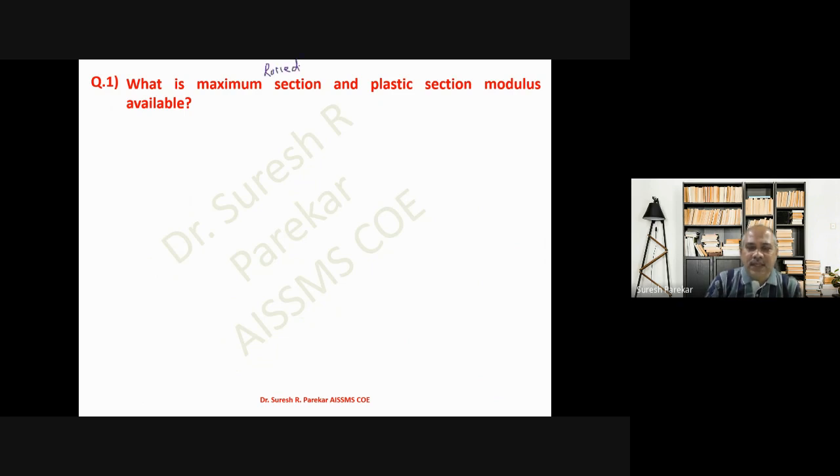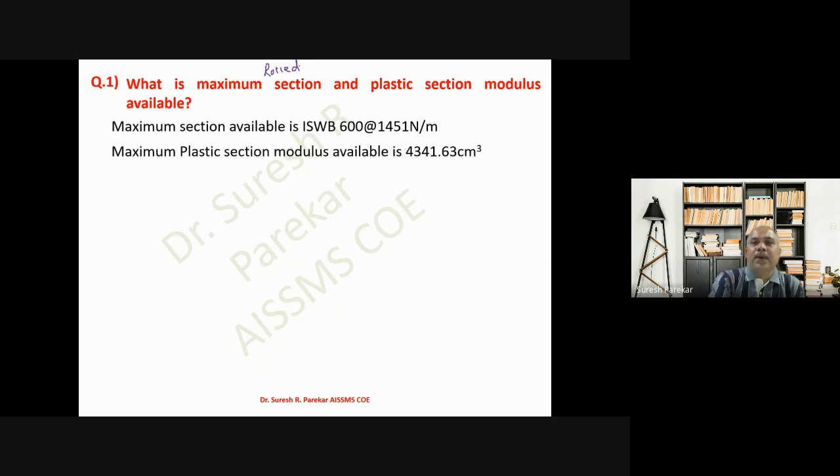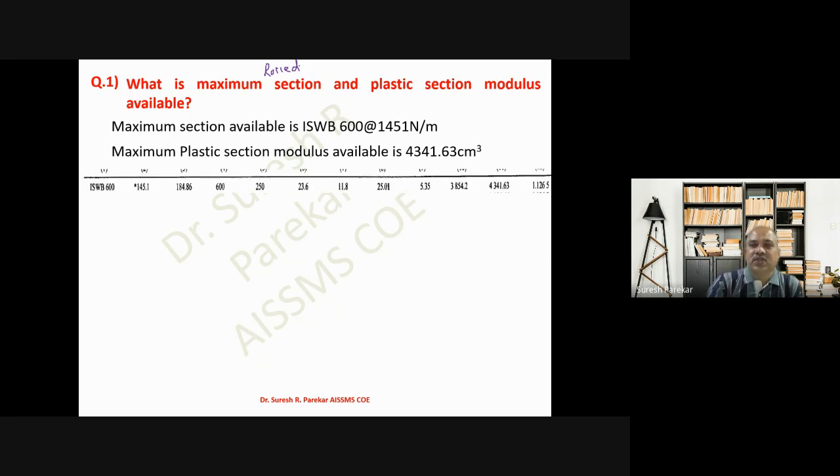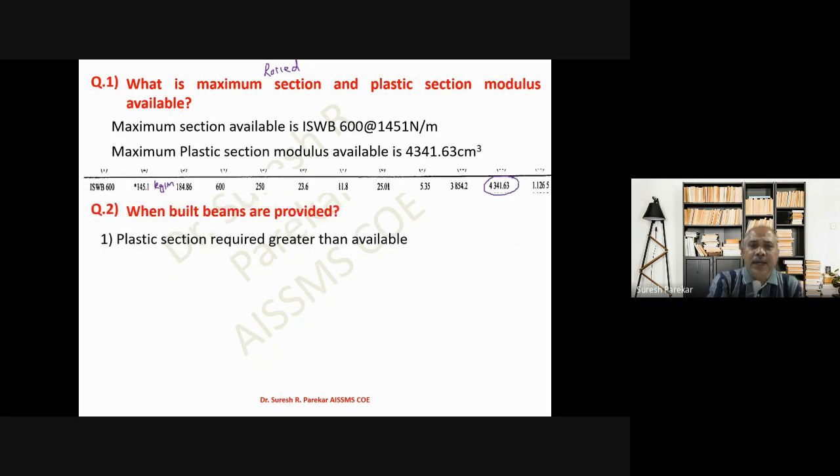And then we have ISWB 600 at 1451 Newton per meter, and the plastic section modulus of this section is 4341.63 centimeter cube. So you can see ISWB 600 at 141 point, that is kg per meter, generally multiply by 10, and this is my value of ZP, 4341.63 centimeter cube.